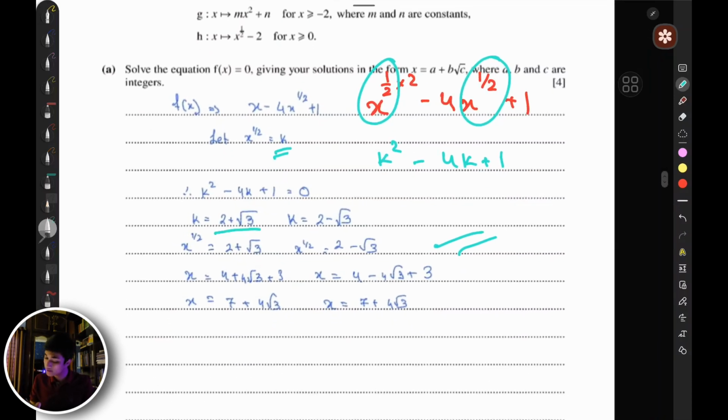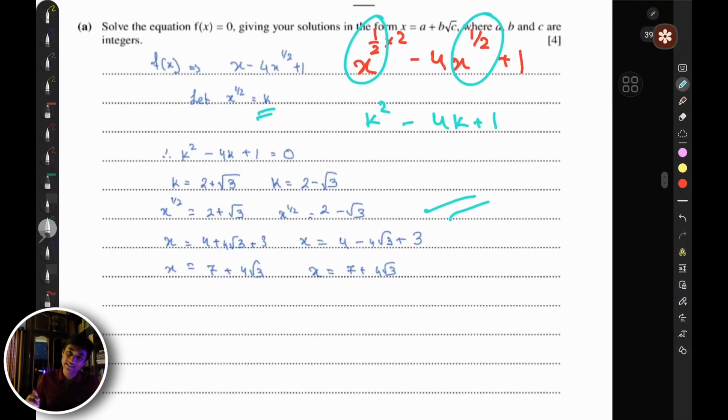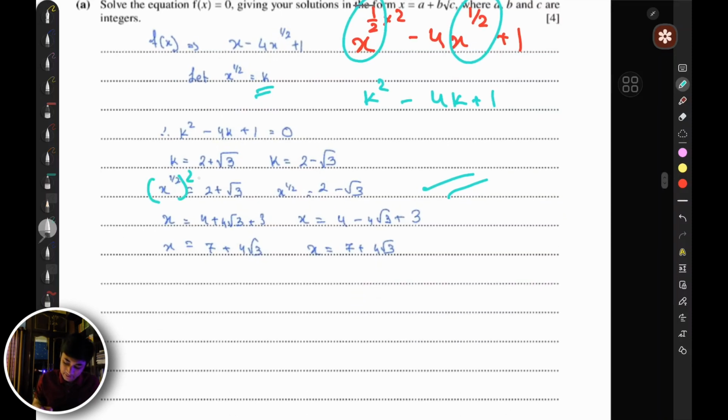So k is equal to 2 plus root 3 and k is equal to 2 minus root 3. So these are both your expressions for x to the power half. So let's introduce that. X to the power half is 2 plus root 3. X to the power half is 2 minus root 3. Okay, so if that is the case, how do we solve for x? You raise to a power of 2. So square both sides. Very simple. And you have x over here.